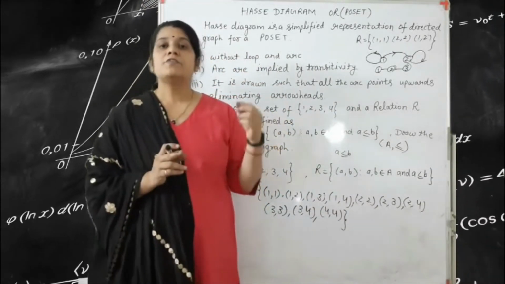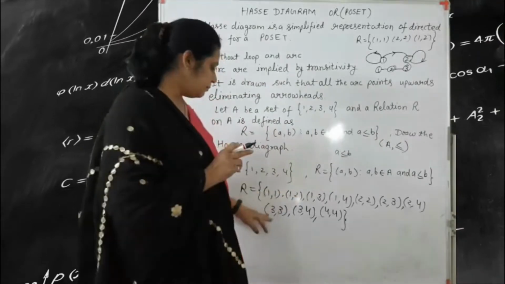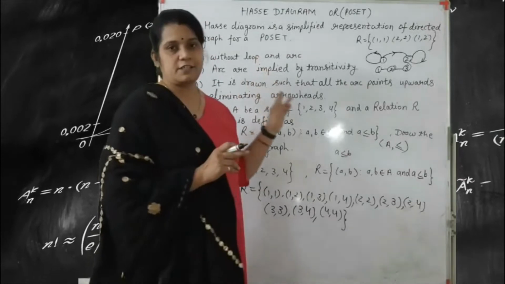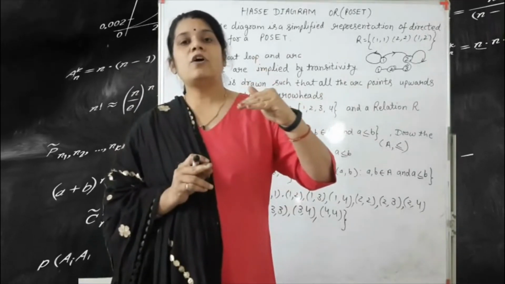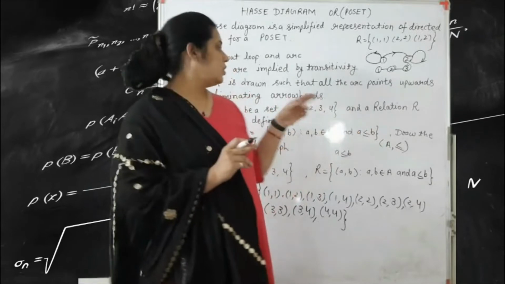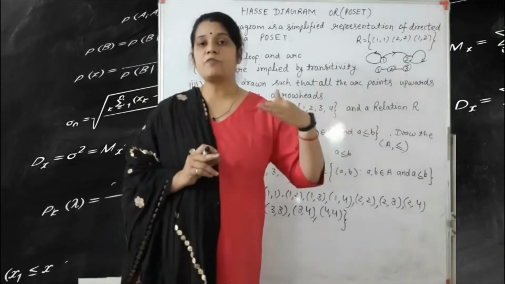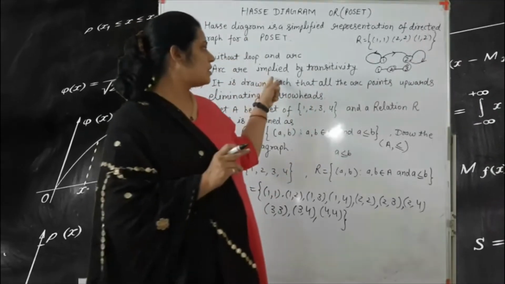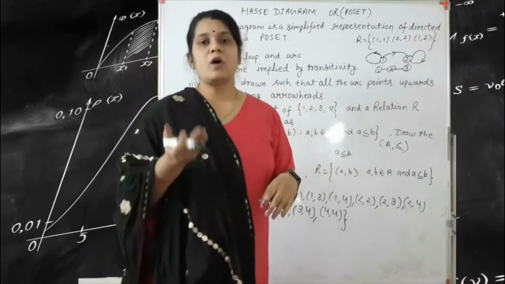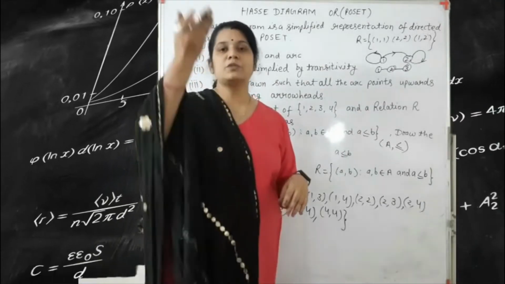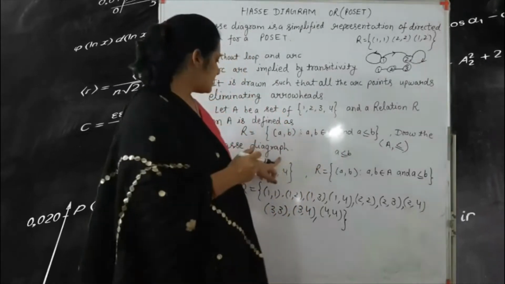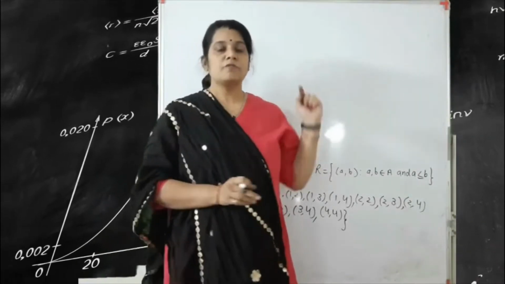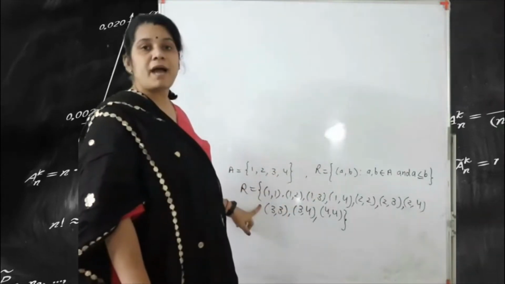So first we mark the diagram with the help of this relation, and after that we use all these three conditions. The conditions are: we ignore the self loops, and with the help of the transitive property we ignore the arcs. Next, the Hasse diagram is always drawn from bottom to top. So let's start the solution. With the help of this relation, first we map the diagram.